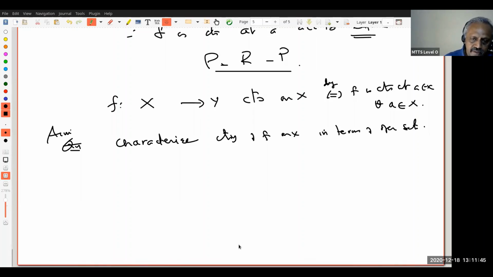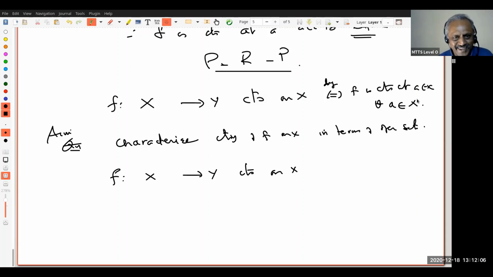Now we want to do that. Due to time constraints, I will not be able to complete this, but we will get started. Suppose f from X to Y is continuous on X. Now, what does it mean? f is continuous at each and every point a in X. According to which definition? I don't care which of the three definitions, because all are equivalent.